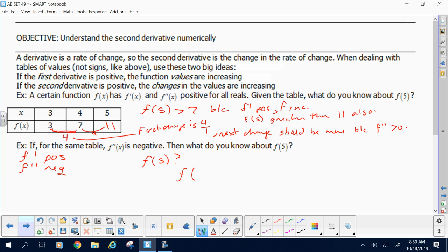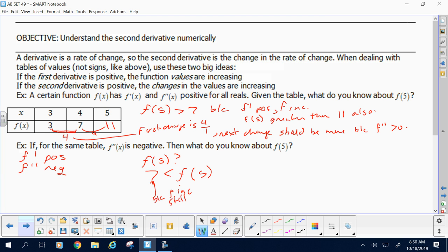So now you should say f of 5 still has to be greater than 7. Why? It's increased. Yeah, it's because f is still increasing. I didn't change the first derivative thing. The first derivative is still positive, so f still needs to increase. So that means it's got to be more than where we left off, which was at 7.